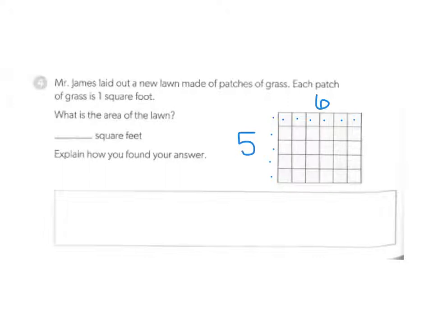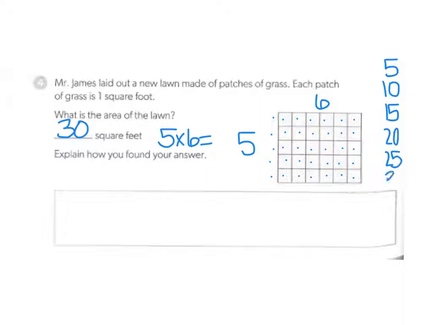Pause the video while you work and replay when you are ready to check your work. So if I were to count, I have 6 in the first, 7, 8, 9, 10, 11, 12, 13, 14, 15, 16, 17, 18, 19, 20, 21, 22, 23, 24, 25, 26, 27, 28, 29, 30. There are 30 square feet, or you could also multiply 5 times 6. And if you don't know your 6's or your 5's, you can write them down and you can count 6 times. So that would be 30.